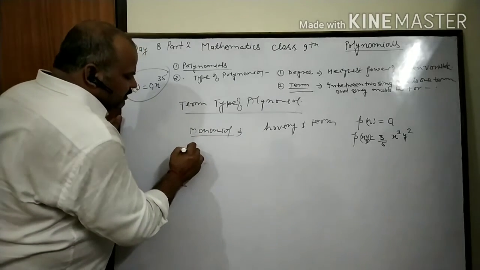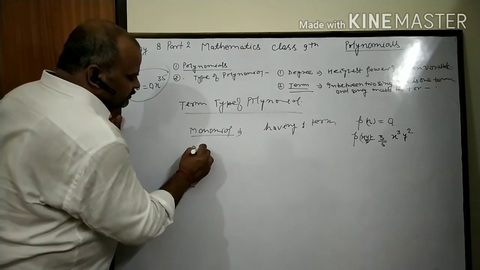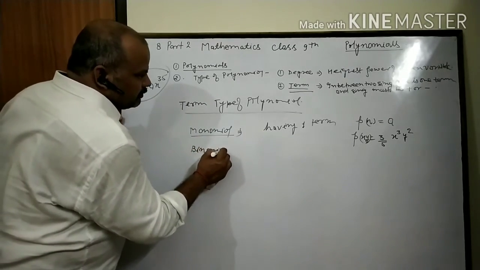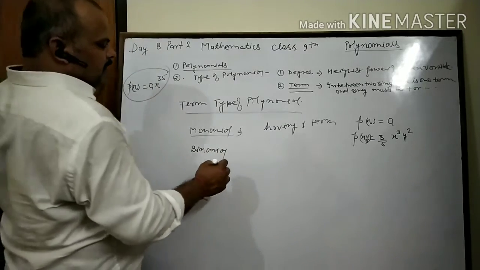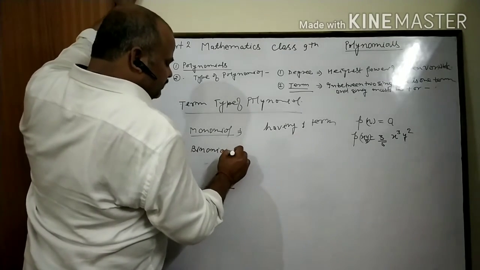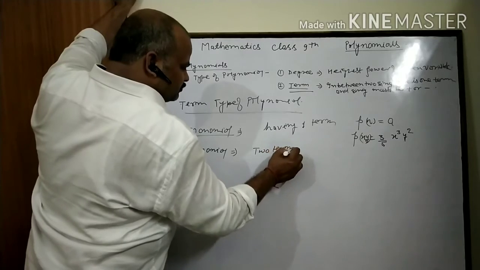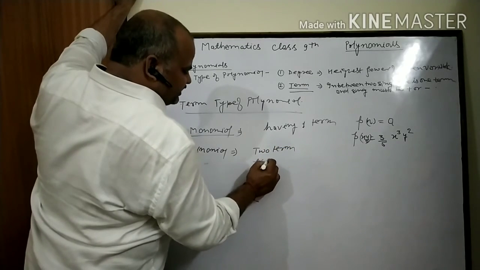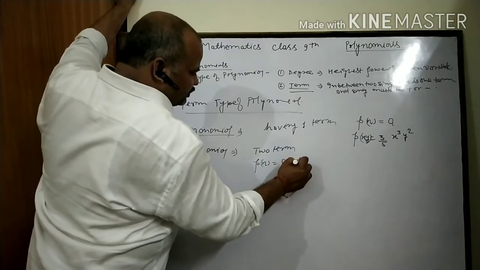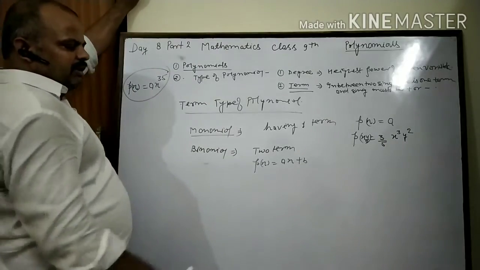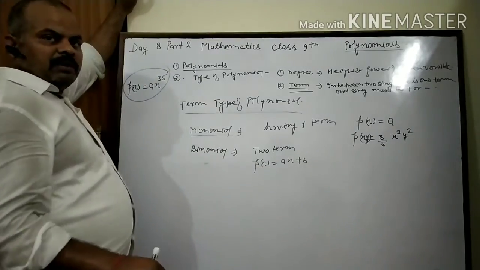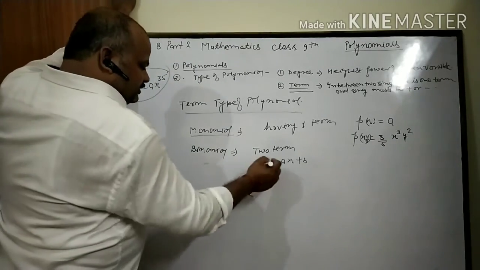Then after, binomial. Clear? Binomial means two terms, like px is equal to ax plus b. Here there are two terms. Clear? Then it is a binomial.